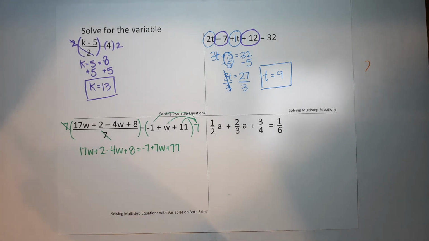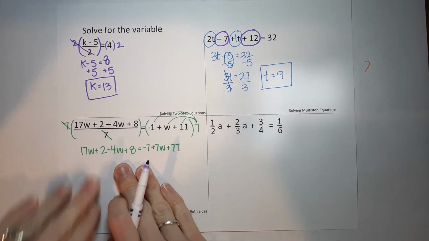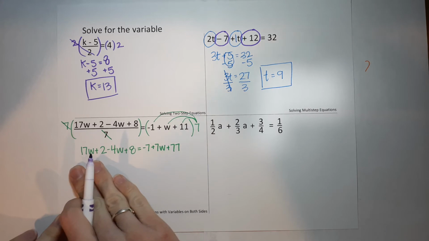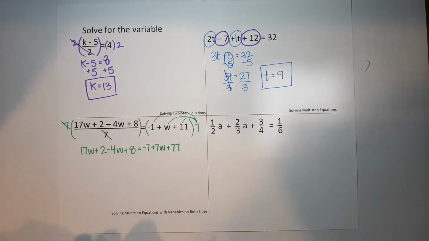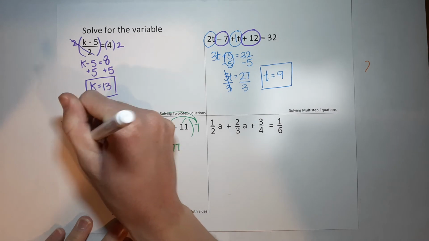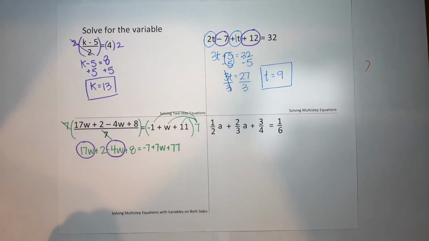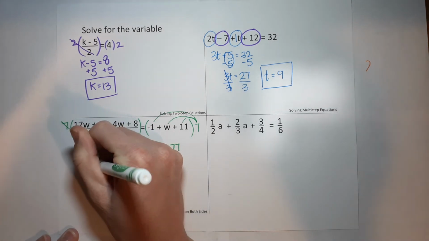Now, I just need to combine like terms. I'm going to combine like terms on this side of the equal sign and then this side of the equal sign. So I'm going to combine these two. 17w minus 4w gives me 13w.